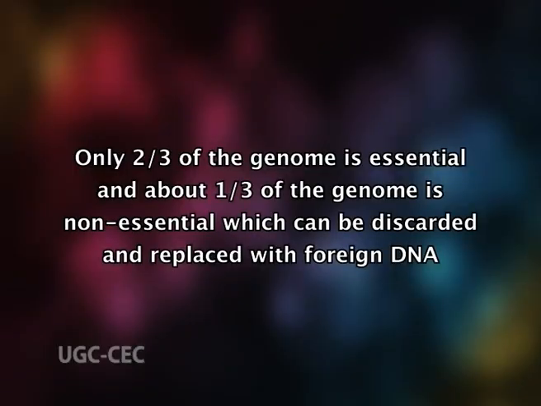Important features contributing to the utility of lambda phages as vector are: first, only 2/3 of the genome is essential and about 1/3 of the genome is non-essential, which can be discarded and replaced with foreign DNA. The middle region of the lambda genome is dispensable as it controls the lysogenic properties of the phage. Therefore, this region can be deleted without disrupting the functions required for the lytic growth cycle. This region is substituted with polylinker.